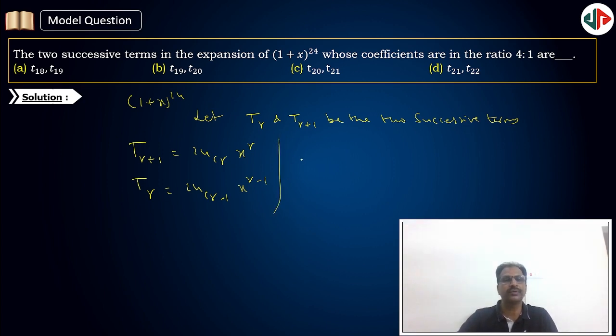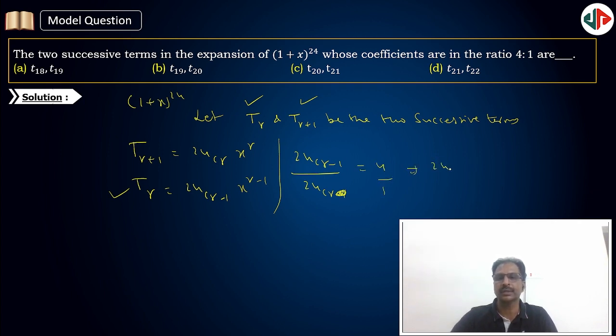What is the condition given? The coefficients of Tr and Tr plus 1. That is 24 C r minus 1 by 24 Cr, sorry. I took the terms as Tr and Tr plus 1. In Tr, the coefficient is 24 C r minus 1, and 24 C r minus 1 by 24 Cr is given as 4 by 1. So take the reciprocal: 24 Cr by 24 C r minus 1 is equal to 1 by 4. And what is the formula for nCr by nC r minus 1? 24 minus of r minus 1 by r is equal to 1 by 4.